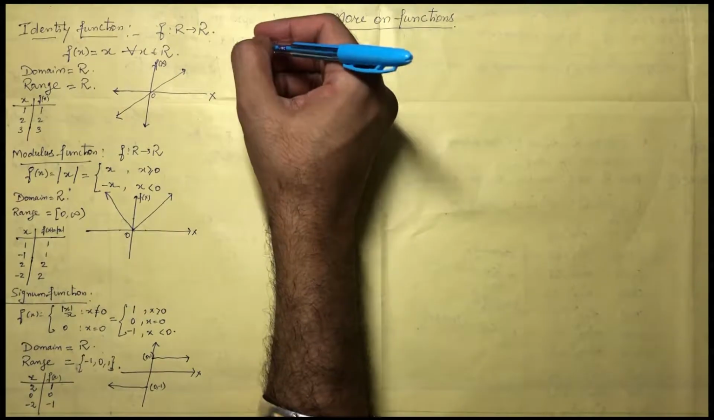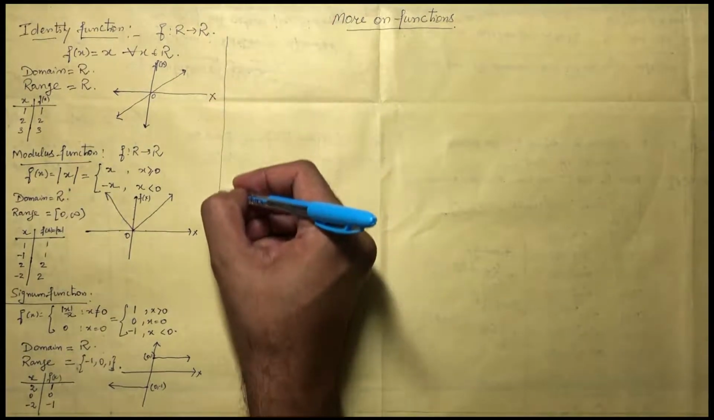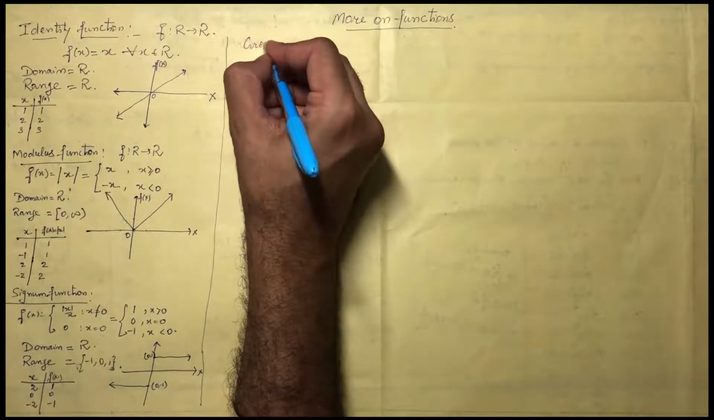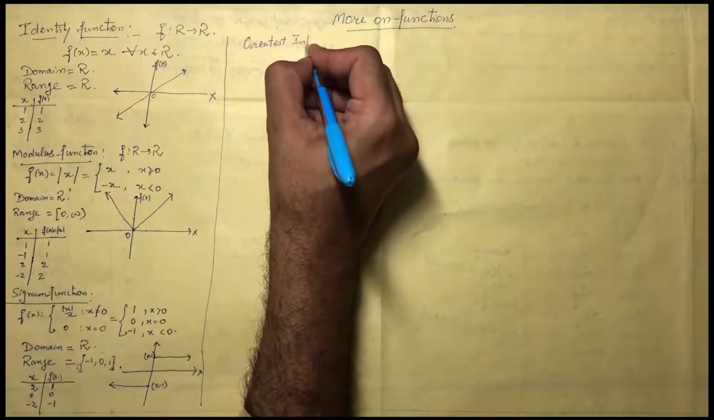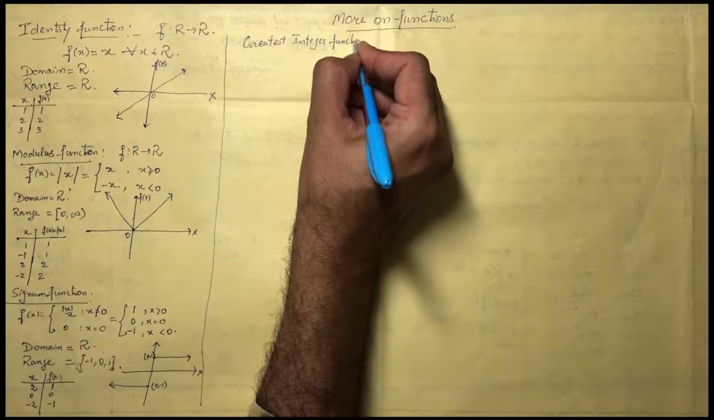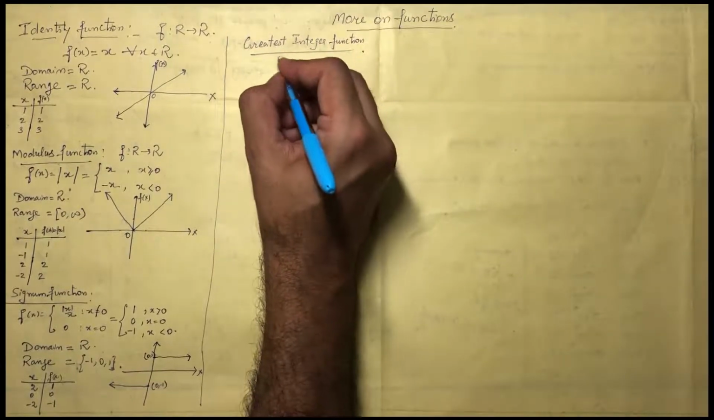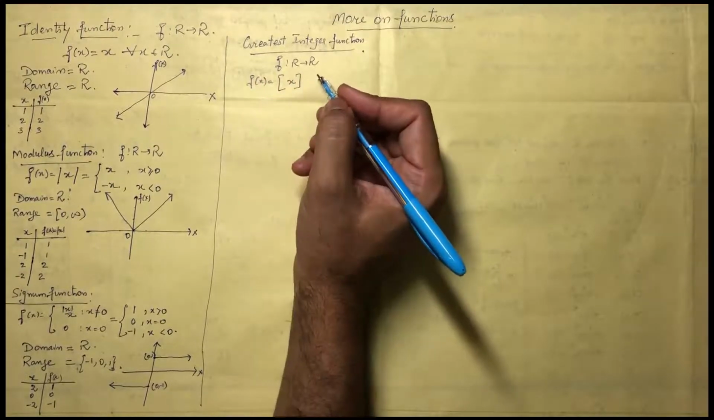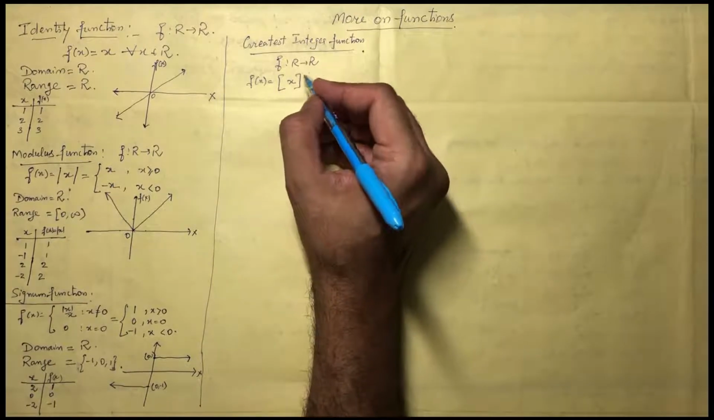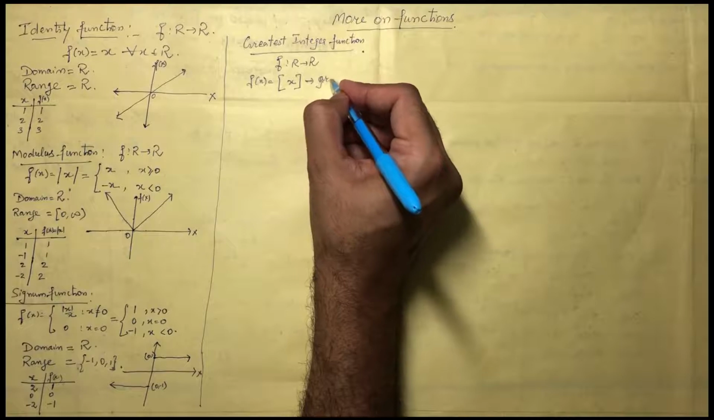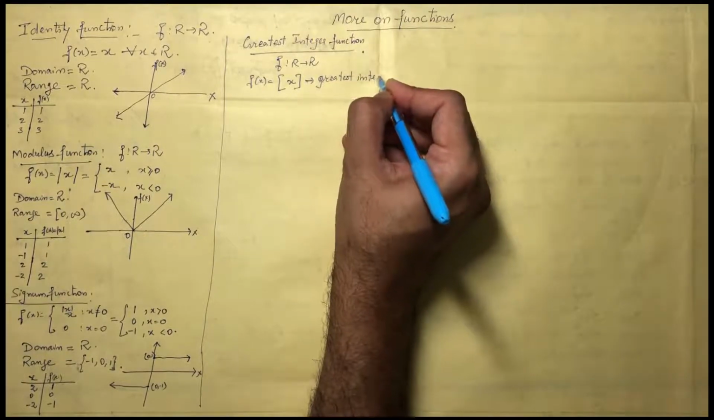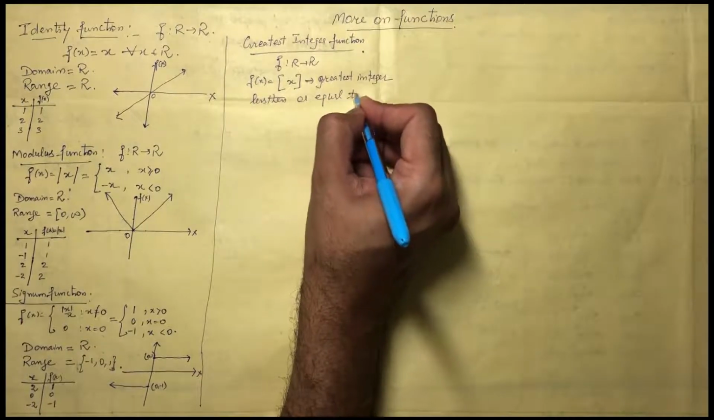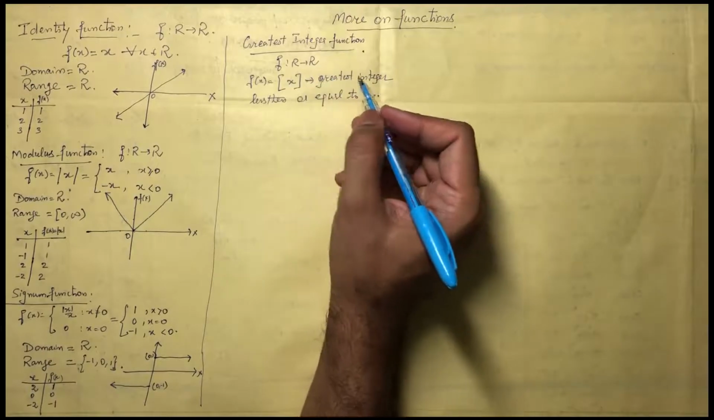Okay, next function, we just draw a line here to make it separate. Okay, greatest integer function. So, it will look like, again f is from R to R, f(x) is of the form [x]. This is the greatest integer function. Its definition: the greatest integer function denotes the greatest integer less than or equal to x. So this is the value of the greatest integer function.